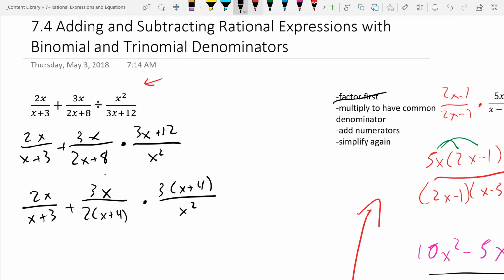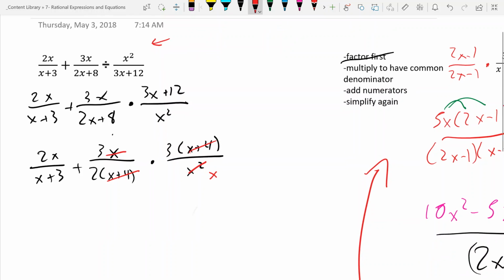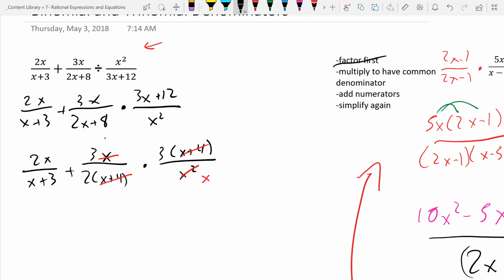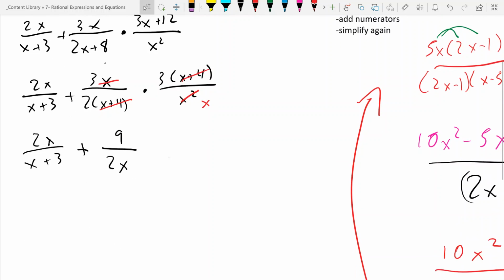Cool. I actually now see some stuff I can cancel out. So the x plus 4 is obvious, but then also this x and this x squared just becomes x. That's going to make my life a lot easier. So now when I look at what I have, 2x over x plus 3, plus 3 times 3 is 9, and the denominator is going to be 2x. Cool. So I'm not obviously done yet.